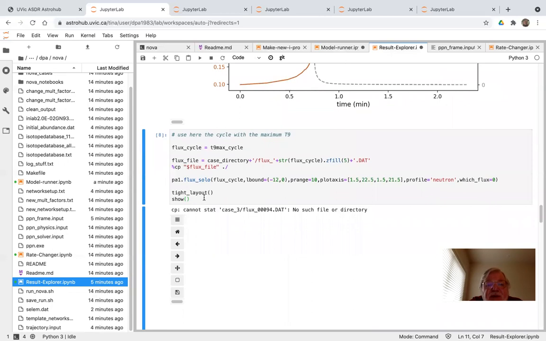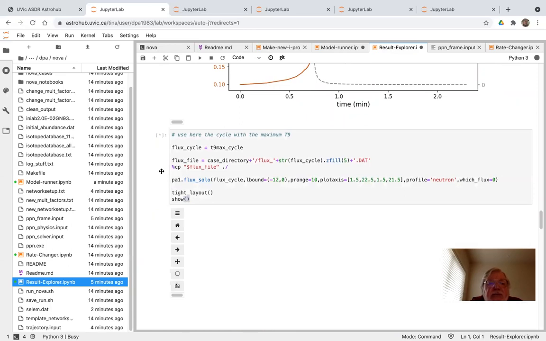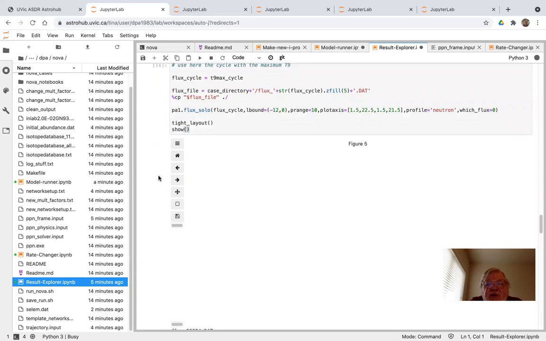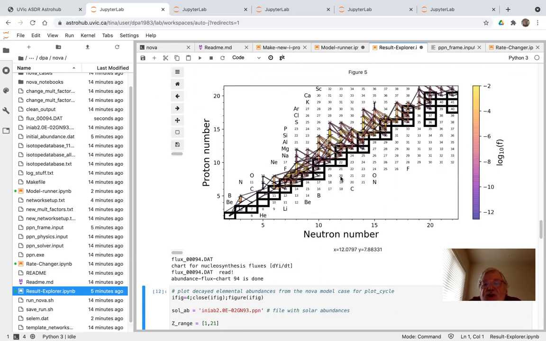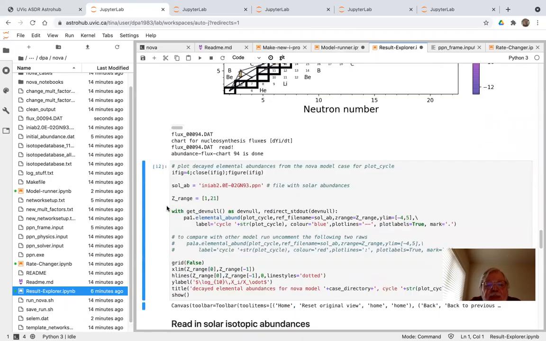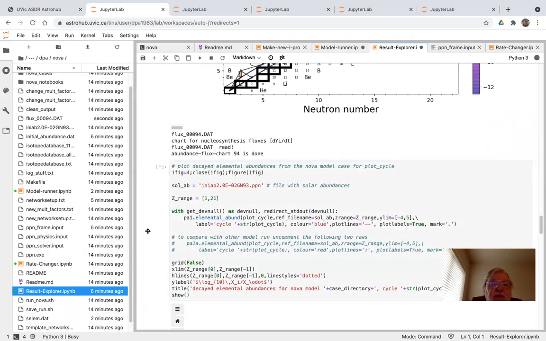And now we can make a plot of nuclear reaction rate fluxes here, because we have generated fluxes. Otherwise, it reports that there is no right file for flux. This is a very instructive plot as well, because it shows you which reactions are important: the reactions with a brighter color and a thicker arrow. This is a very important thing. There are more plots here.